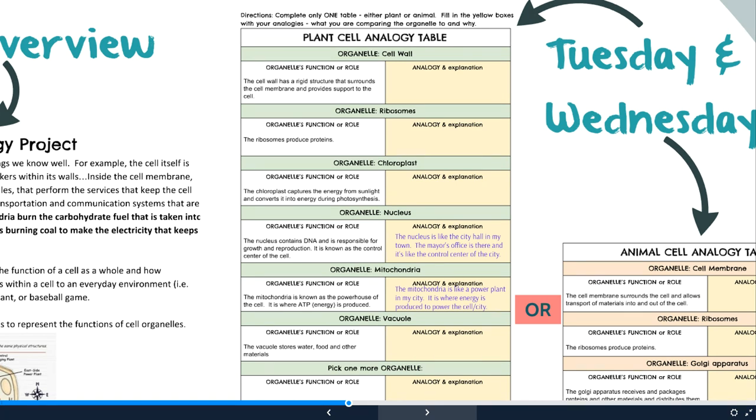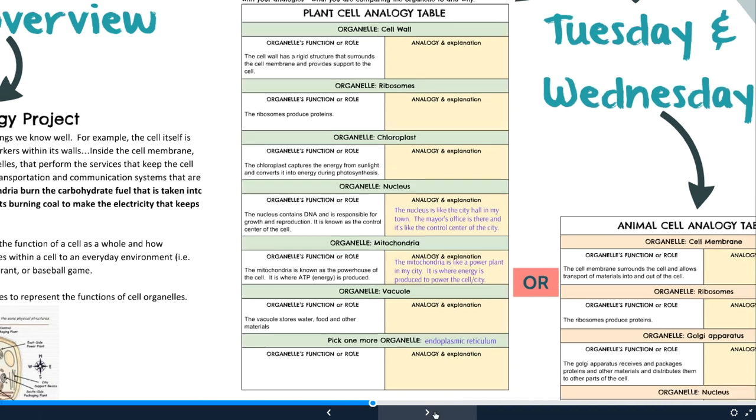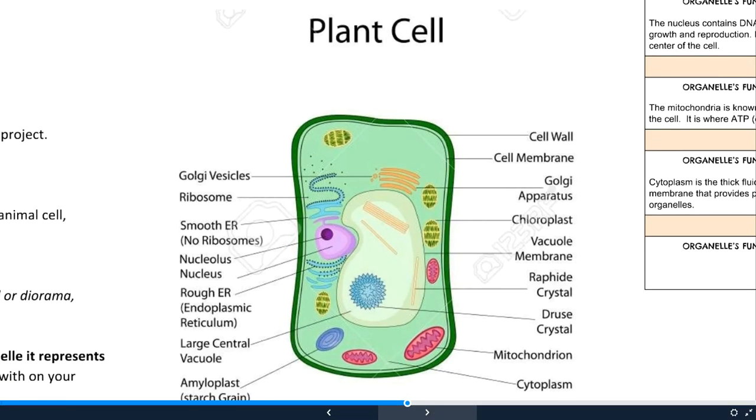And then at the bottom, you'll find that you have to pick one more organelle. I just did endoplasmic reticulum. So if you're not sure what organelles you could use, you can go to the attached diagram. You can Google what these different organelles do. Okay, it's up to you.